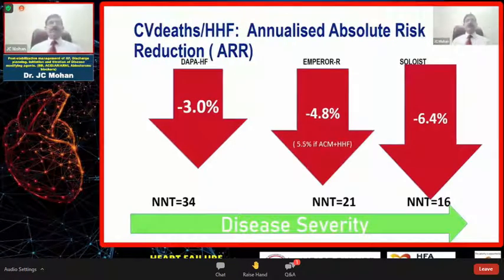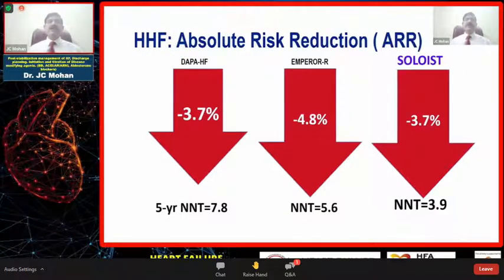Again, looking at these 3 trials, which are DAPA-HF, EMPEROR-Reduced, and SOLOIST, you would see that the annualized absolute risk reduction is maximum in patients who have been given the drug pre-discharge or immediately after discharge, as in the SOLOIST study, and the number needed to treat is 16, which is very, very impressive. In a similar way, if you look at the 5-year NNT in patients who had stabilized heart failure, as in SOLOIST-WHF, very impressive data. 4 patients are treated for 5 years to prevent 1 absolute primary endpoint.